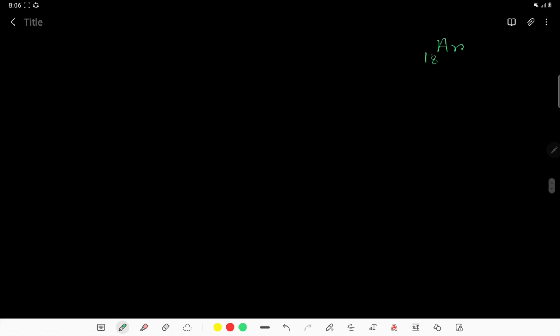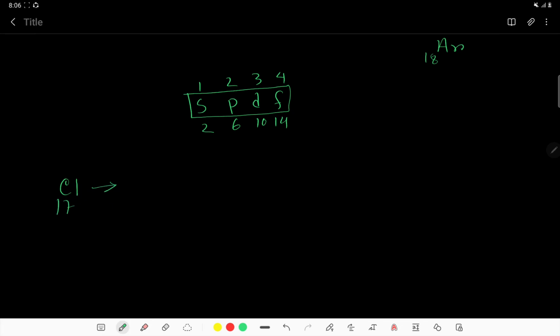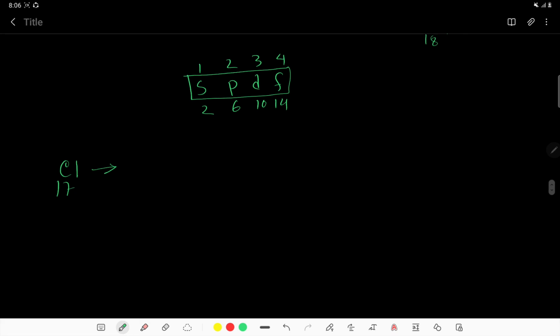Look, we use spdf subshells to distribute electrons, right? This is our first subshell, this is second, this is third, and this is fourth. S can hold a maximum of 2, P can hold 6, D can hold 10, F can hold 14. So how to write the electron configuration of chlorine? We need to write the subshell sequence.